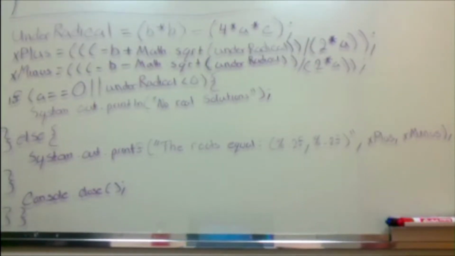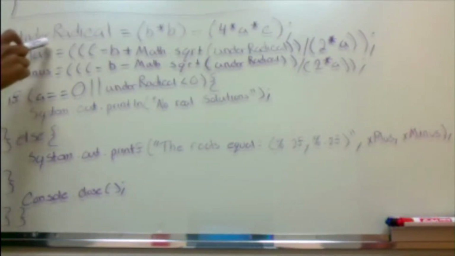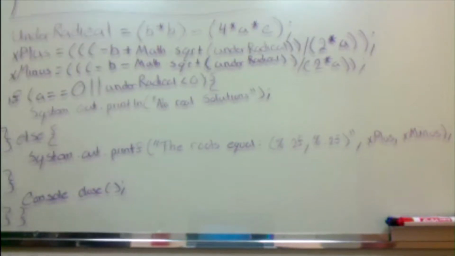So in this part of the code, we actually start to implement some of the quadratic formula and have the code start to print out what we want it to show. So up top in this first line here, where it says under the radical equals b times b, which would be the same as b squared minus 4ac, which is the equation under the radical in the quadratic formula.